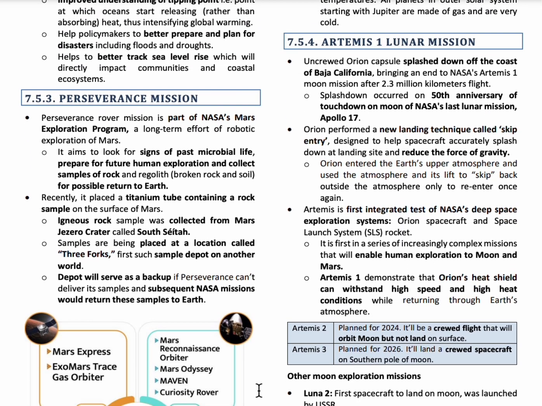The next topic is the Artemis 1 lunar mission. It is the first integrated test of NASA's deep space exploration system. The spacecraft built for crew members in this mission is called Orion. Orion performed a new landing technique called skip entry to reduce the force of gravitation, and landed safely. Artemis 1 demonstrates that Orion's heat shield can withstand the high speed and high heat conditions while returning through the Earth's atmosphere.